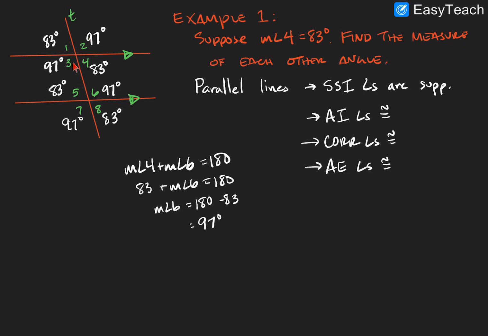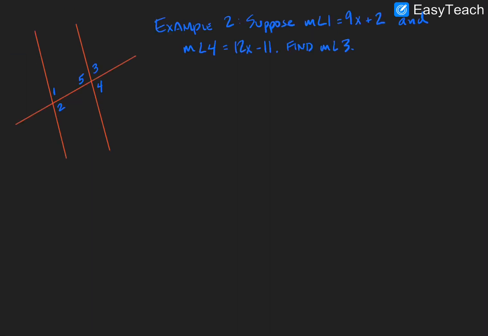We could have used things like vertical angles being congruent. We could have used things like linear pairs being supplementary. There's lots of different ways that we could have done it. But what we find out is that these things over here would be enough to figure out all the missing angles in this problem. Now in the next example, we're going to involve a little bit of algebra.